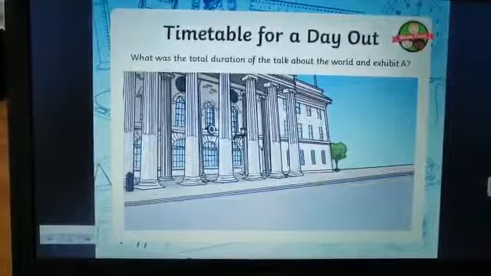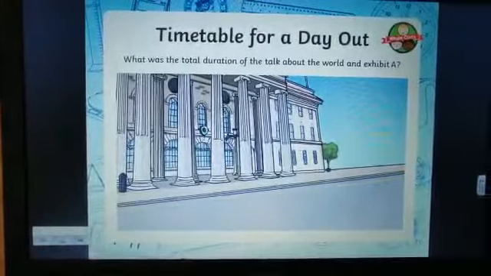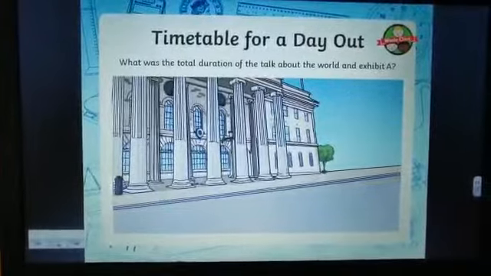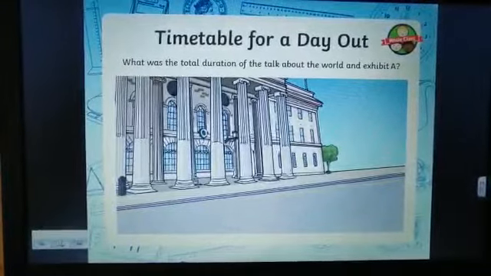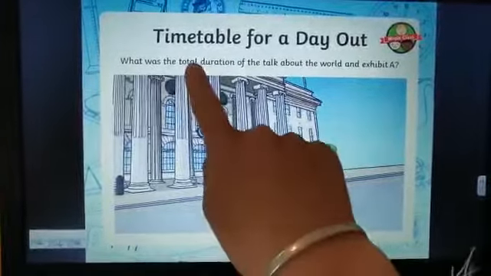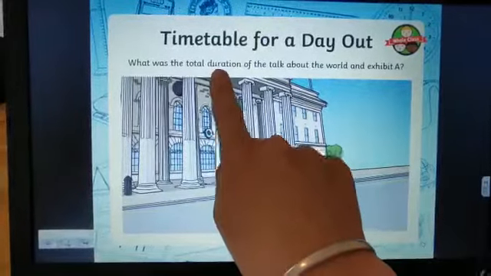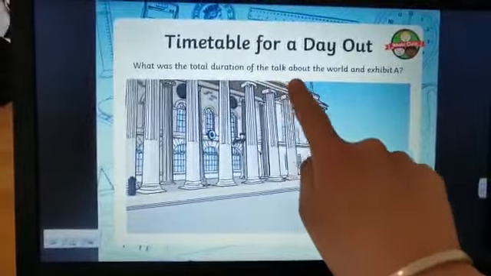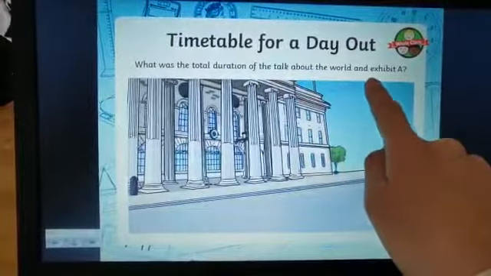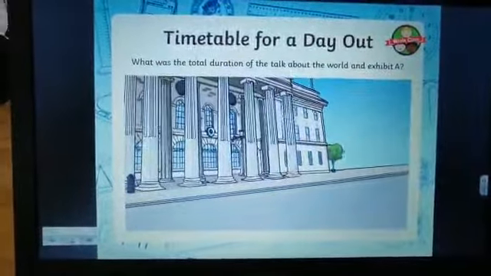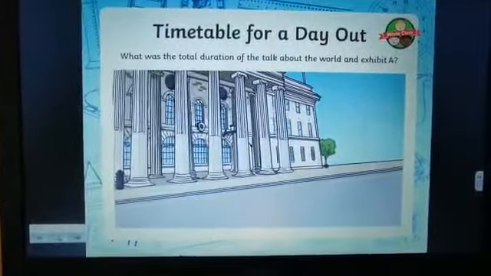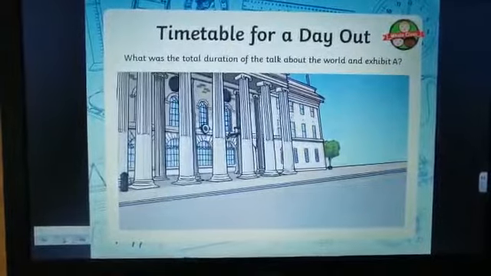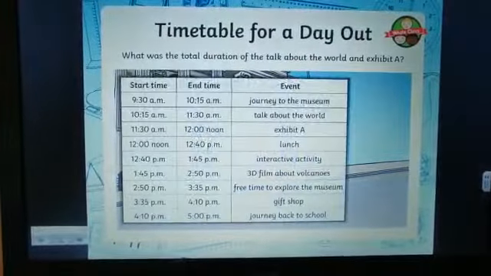What was the total duration of the talk about the world and Exhibit A? So there's some key vocabulary in here we need to pick out. What was the total duration? We know that that usually means adding. So the talk about the world and Exhibit A. It's told you the two things that you need to add. So remember, always read the question a couple of times to make sure you've understood all of the vocabulary.